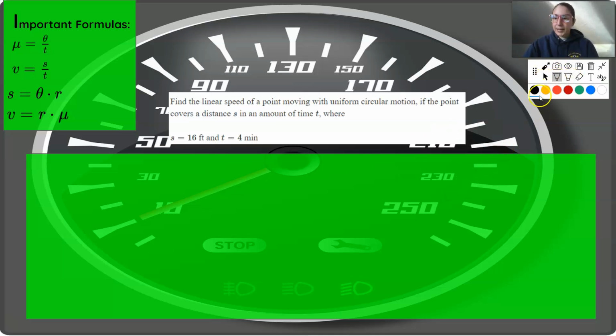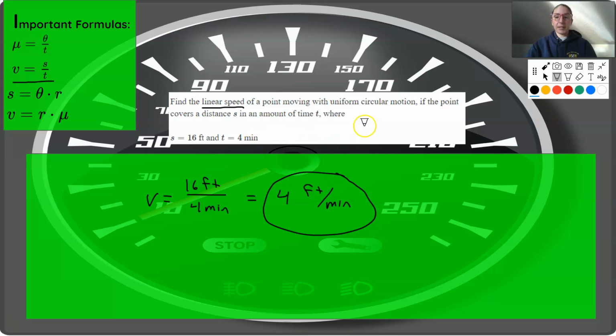Now let's look at linear speed. So find the linear speed. Okay, which one of these equations gives us linear speed? This guy here. Of a point moving with uniform circular motion, in other words, our angular speed is fixed. If the point covers a distance s in an amount of time t, where s is 16, okay, so linear velocity is equal to s, which is 16 feet, over t, which is time, which is 4 minutes. So units are important here. So 16 over 4 is 4, so we would have 4 feet per minute.